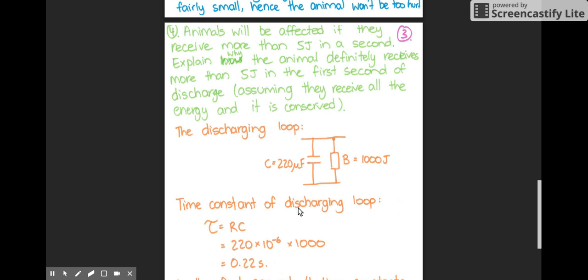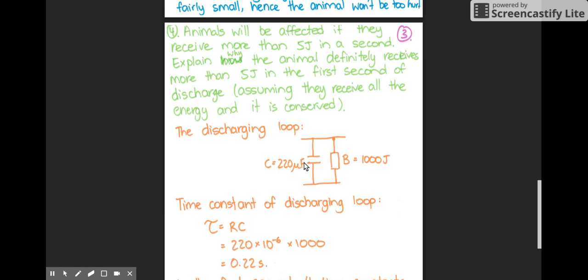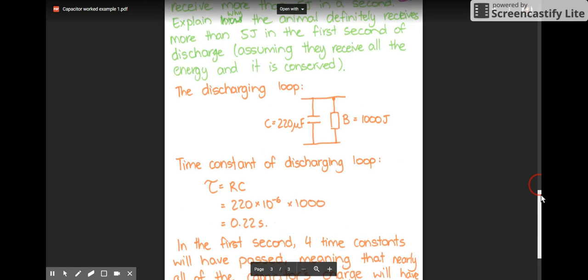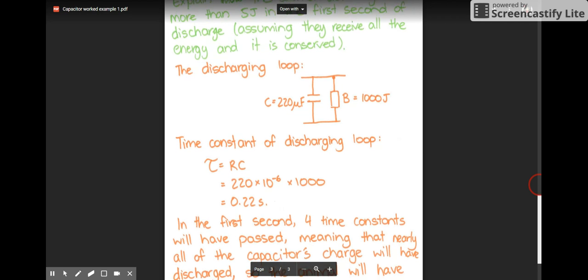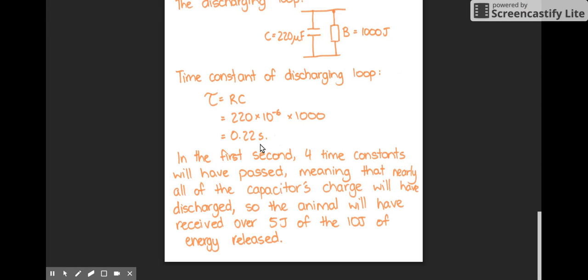And when I work out the time constant of this loop, the time constant of this capacitor while discharging, that will tell me how long it will take for the animal to receive a certain proportion of the charge stored in the capacitor. And what I find is that the time constant is 0.22 seconds, which means, and this is the tricky bit, this is the bit that's not immediately obvious. If you get as far as finding the time constant, then you're already well on your way to possibly even achieving the merit for this question. This is the important part.